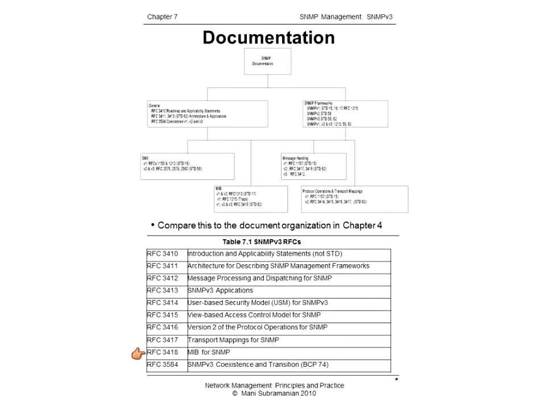Next we have RFC 3418. It describes the behavior of an SNMP entity. And lastly, we have RFC 3584. It describes the coexistence of SNMP V3, SNMP V2, and SNMP V1.